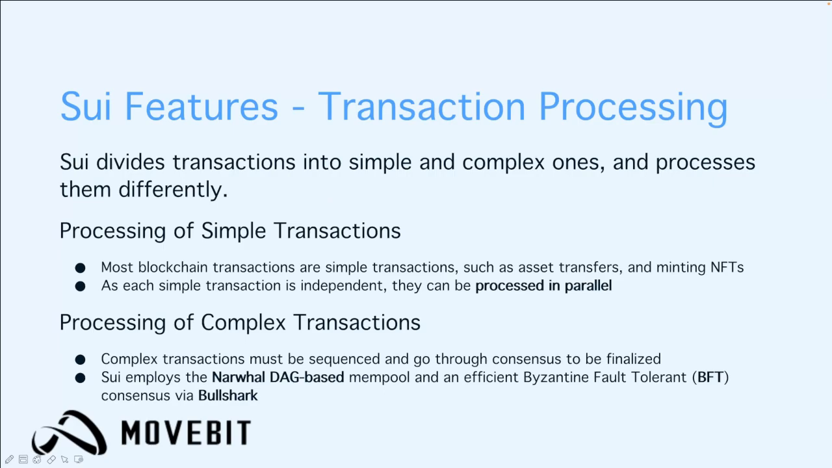So first of all, the transaction processing. Sui divides transactions into simple and complex ones and processes them differently. This is because Sui uses the causal ordering method rather than the total ordering. So, unlike most existing blockchain systems, Sui does not always impose a total order on the transactions submitted by clients, with shared objects being the exception. Instead, many transactions are causally ordered.